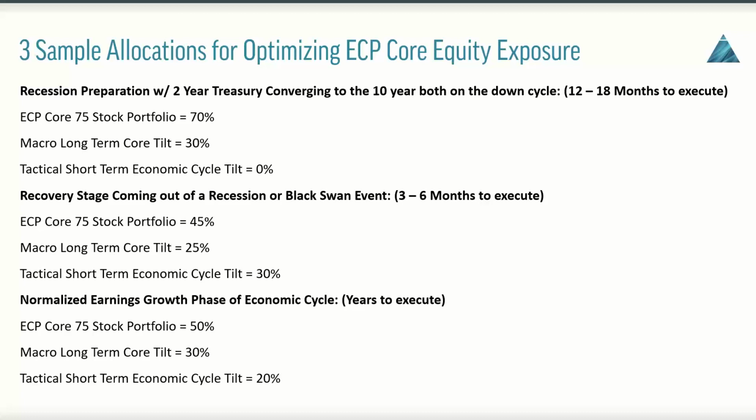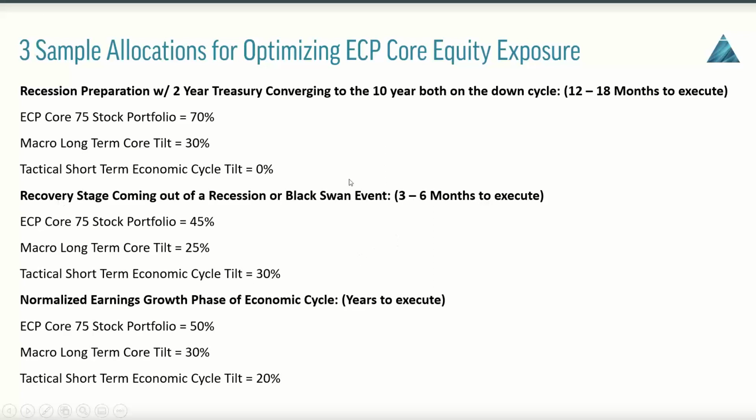When you start to see that 2-year treasury converging into the 10-year, you want to start paying attention to the ISM numbers, leading economic indicators, and other things at that point. But traditionally speaking, it's a good idea to prepare 12 to 18 months ahead of time to begin thinking about the fact that we could be going into a recession. At that rate, you want to start rolling your ECP core to about 70%, your macro long-term tilt to 30, and you want to start unwinding those tactical tilts. Those are the names that will get you into real trouble if you hold them into a recession. So those are your financials, your energies, those types of names.